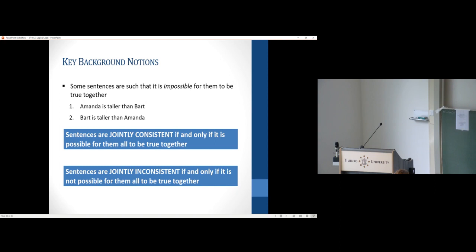Can't be, right? Because no matter what you do, it's always going to let you down. We all have some friends like that. So all necessary falsehoods are always going to be jointly inconsistent with any other sentences. There's a sense in which they're even jointly inconsistent with themselves, because they are always false. So it is not possible for them to be true with anybody else either.